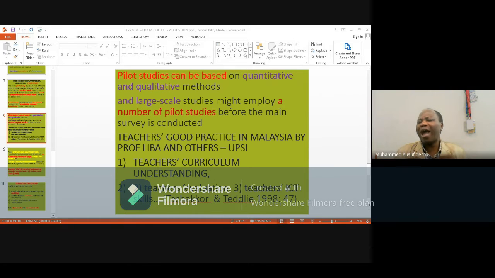Now, you have to do something. By the time you write your pilot study, how did you pilot your interview instrument? Don't say that you have done it and you say that the researcher requested some specialists in education to evaluate the instruments, and full stop. Yes, it's good. You give it to 3, 4, 5 specialists to check your instrument. There's nothing wrong with that.